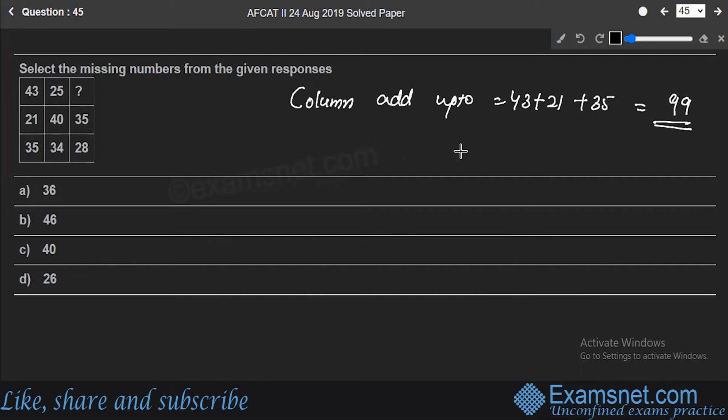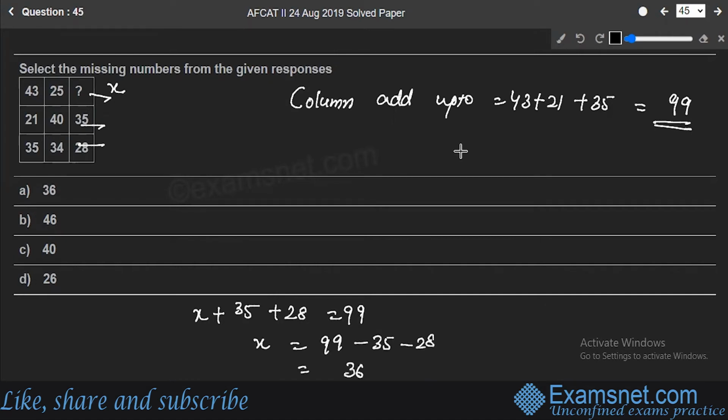Correct. So obviously, let's see the missing number. If I give it the name X, then X plus 35 plus 28 is equal to 99, which gives you X is equal to 99 minus 35 minus 28, which is equal to 36. So option A is the correct answer for this question. Hope this is clear. Let's move.